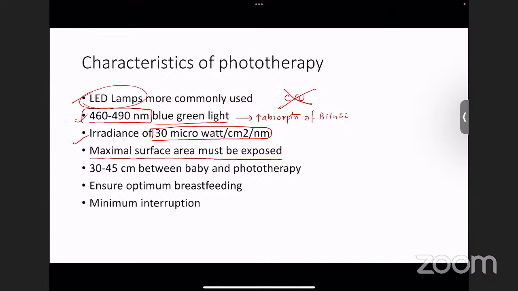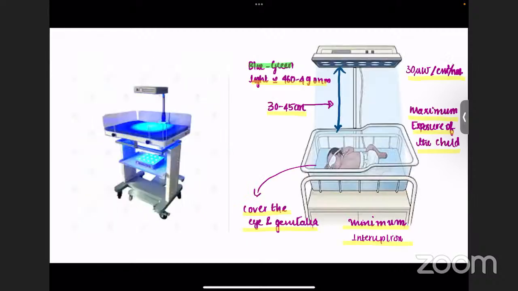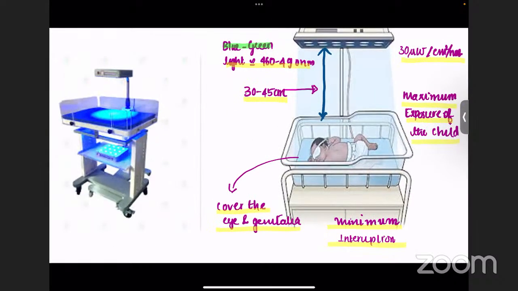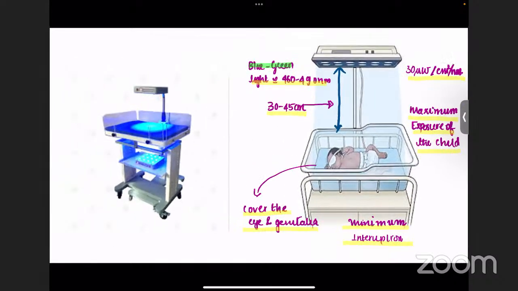Maximal surface area must be exposed, except for the genitalia and the eyes, which have to be covered properly. Keep 30 to 45 centimeters between the baby and the phototherapy, or as per the manufacturer's instructions; please follow them, right? Ensure optimum breastfeeding with minimum interruption. So this is the phototherapy machine. See, here your baby is sleeping. This phototherapy gives a blue-green light of 460 to 490 nanometers. The distance should be 30 to 45 centimeters. Cover the eyes and genitalia.